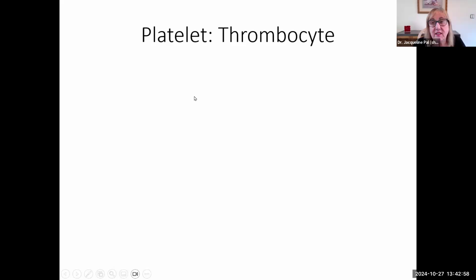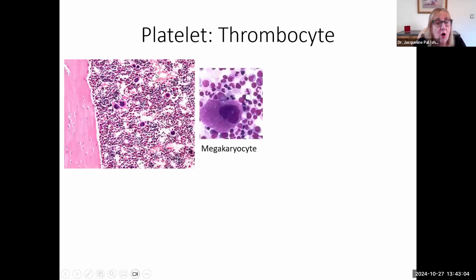To do that, we need to start with a picture of red bone marrow. So over here is red bone marrow. I've left bone on the left side of it. You can see compact bone on the left side. So this is red bone marrow. And I want to draw your attention to these larger cells that you can see. And here is a close-up picture of one of these larger cells.